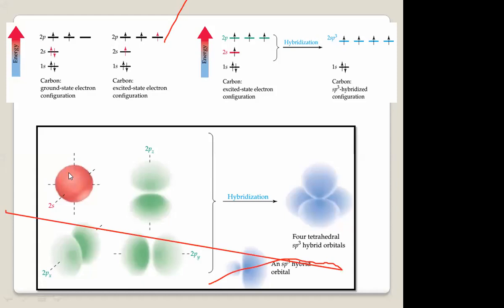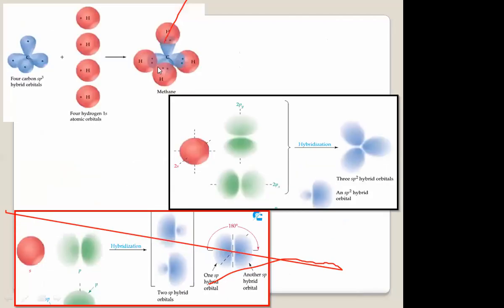So 1 s orbital and 3 different p orbitals. S orbital is spherical and p orbital is dumbbell. It will now give you a tetrahedral sp3 hybridized orbital, which is what you have there. So you have sp3 orbitals now forming 4 bonds with 4 atoms of hydrogen to give you methane.